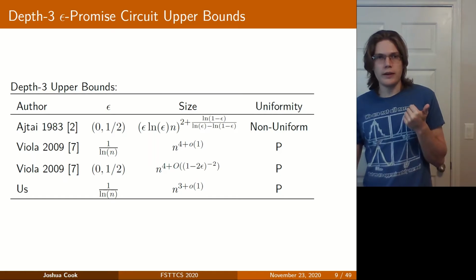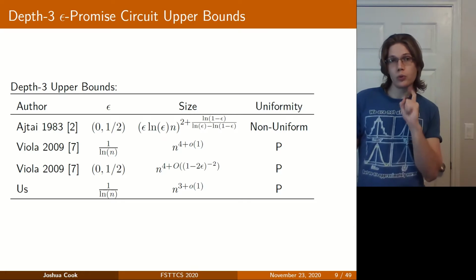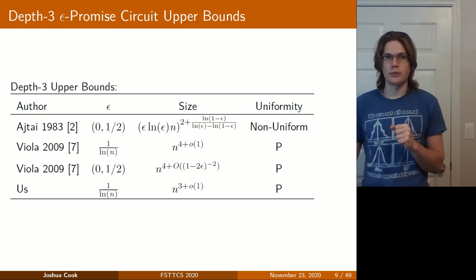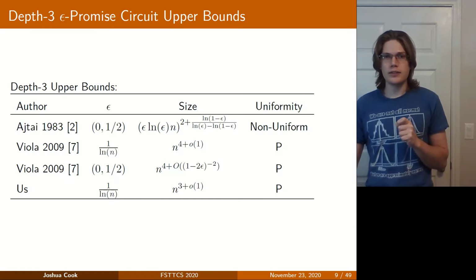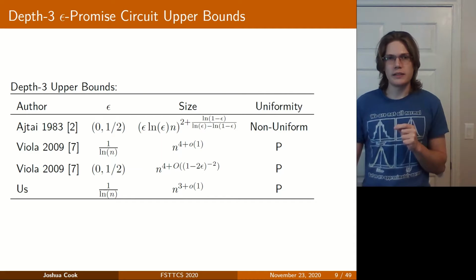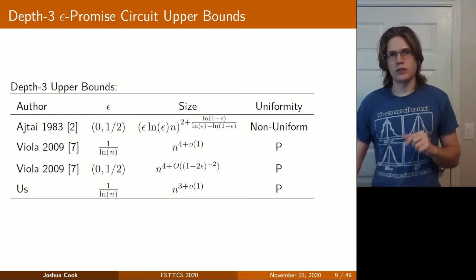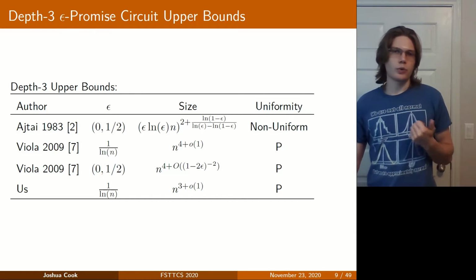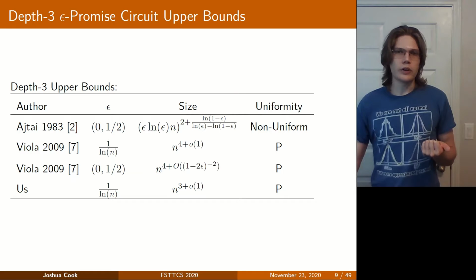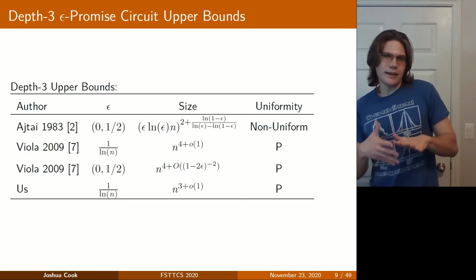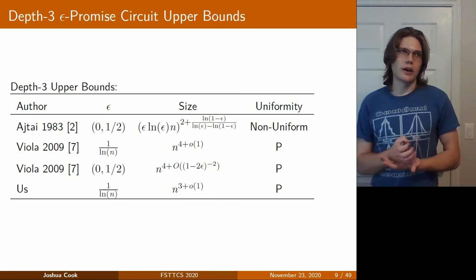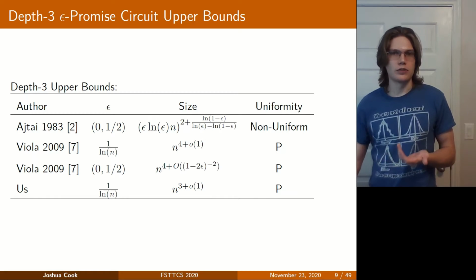Well, in '83, Ajtai proved that there were depth 3 circuits computing epsilon promised majority. His circuits have size slightly greater than quadratic. So it's basically n to the 2 plus c, where the constant c is positive. But these circuits were non-uniform. And for various applications, you'd really like to have uniform circuits so you can actually find the circuits.